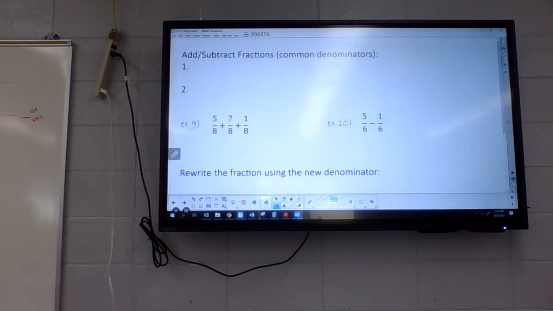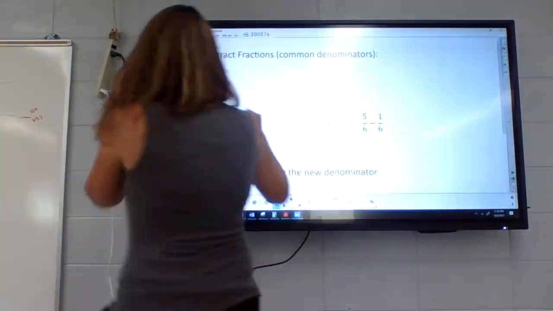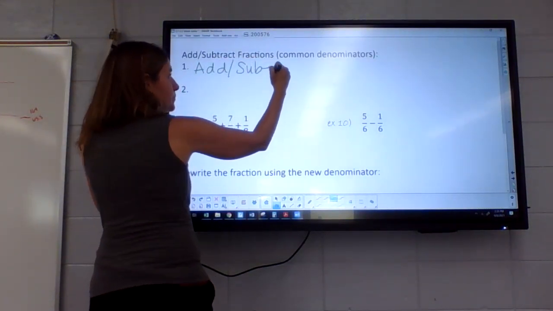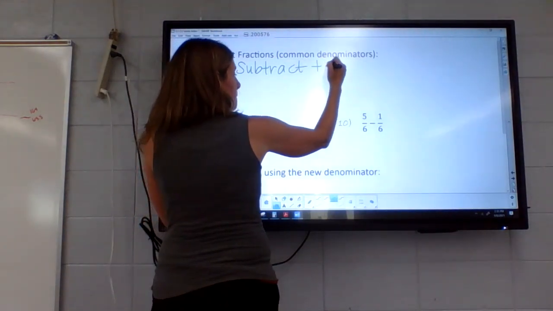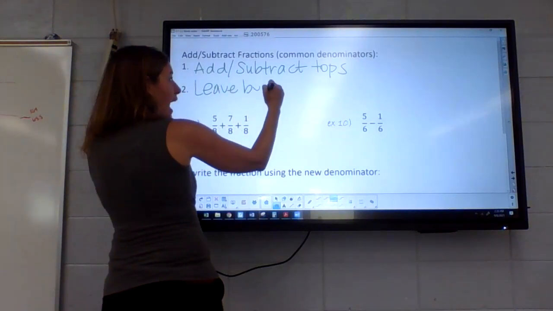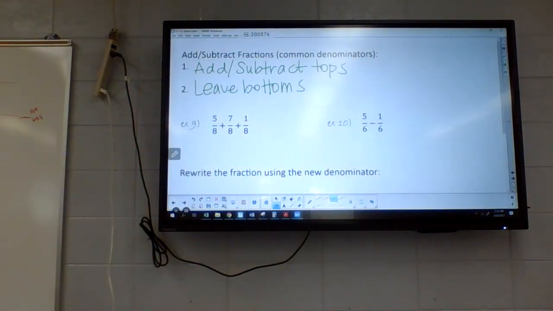So add and subtract fractions with common denominators. What's the rule for these? Do you guys remember? Add the top and then do what with the bottoms? Leave it. So you don't actually do anything with the bottoms. So you're going to add or subtract depending on what it's asking you to do. And then we just leave the bottoms. I think this would be faster to do by hand than put it in my calculator. However, if I have zero confidence in my fraction skills, maybe you want to put it in your calculator. I'm not going to tell you how to do that. I want you to get the right answer.